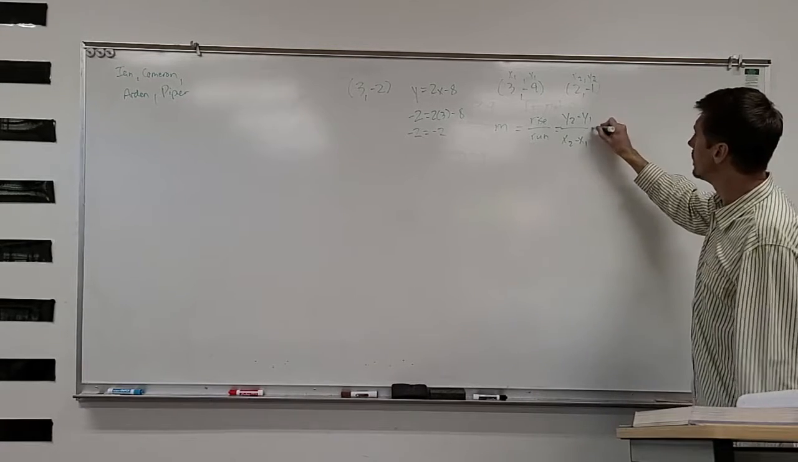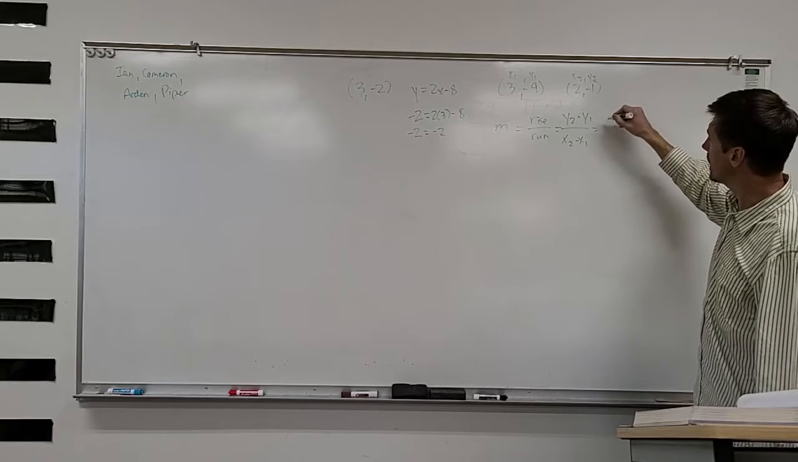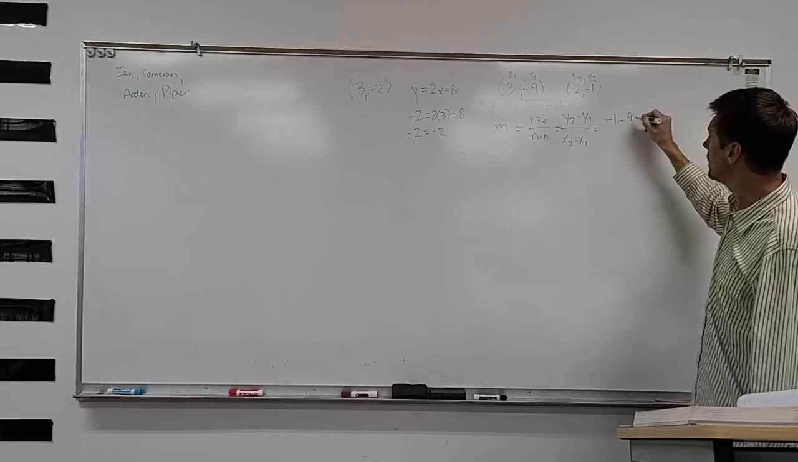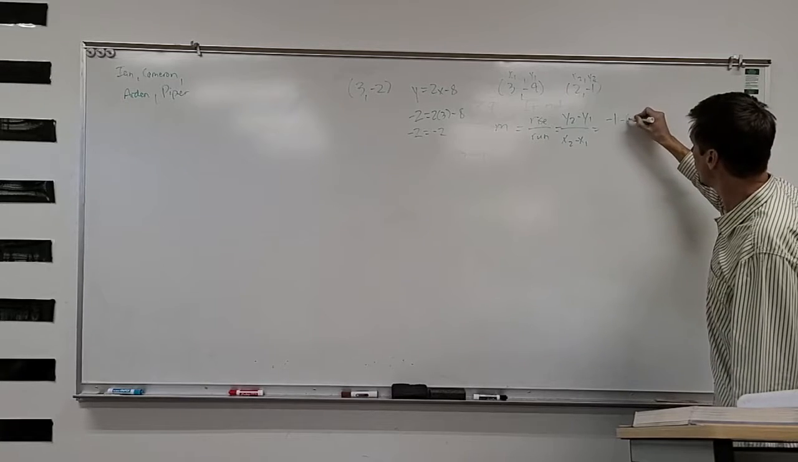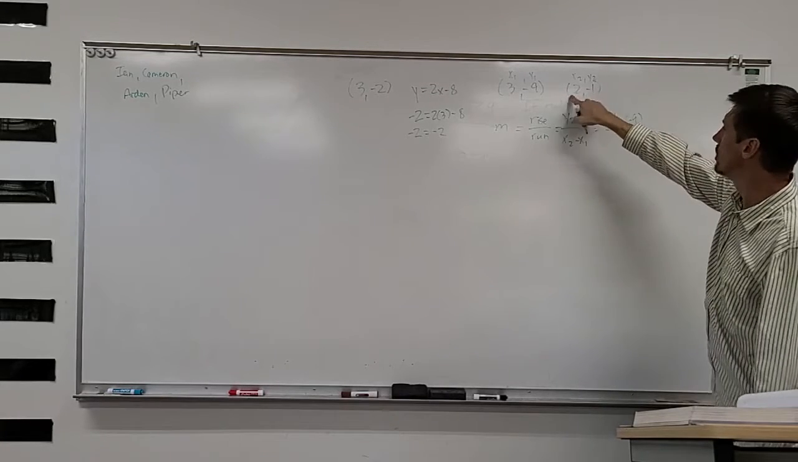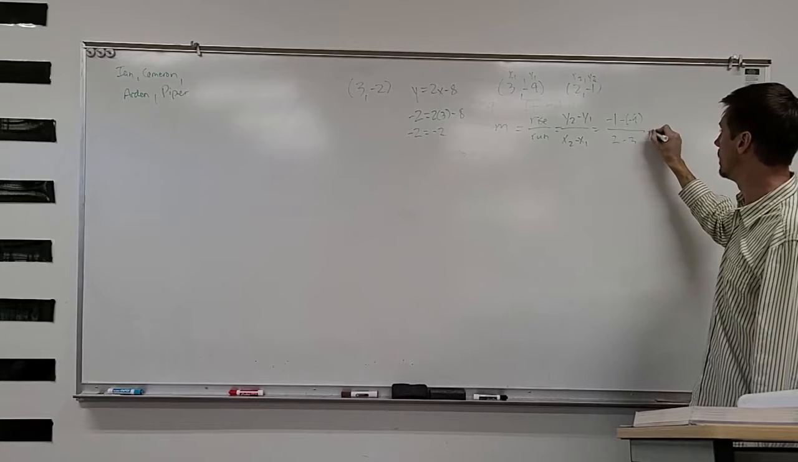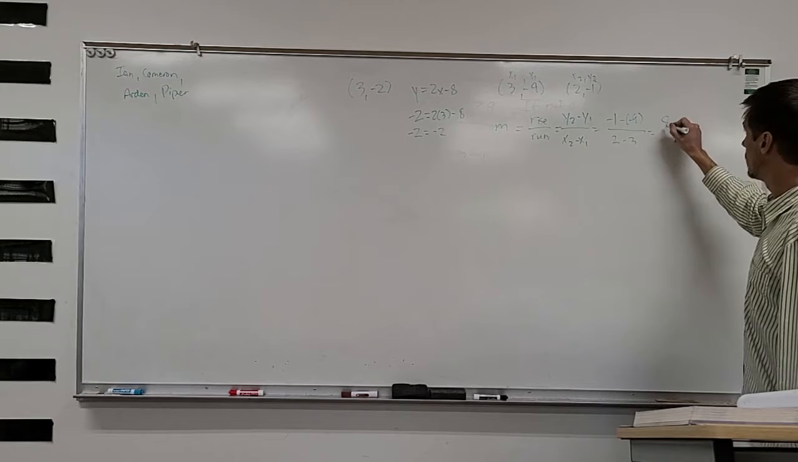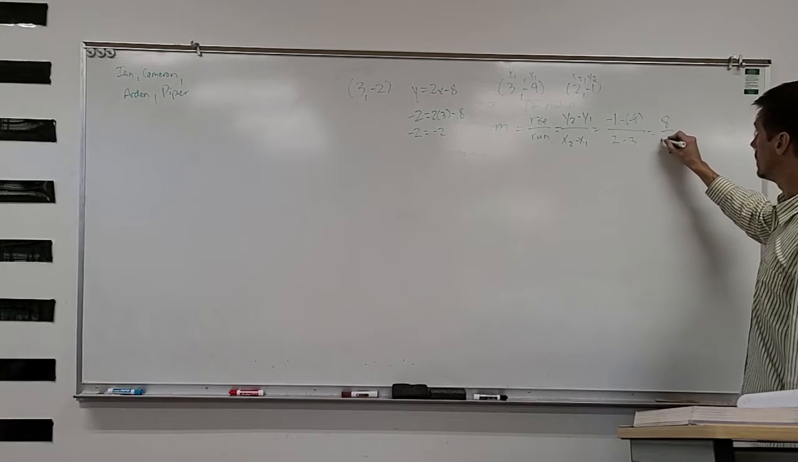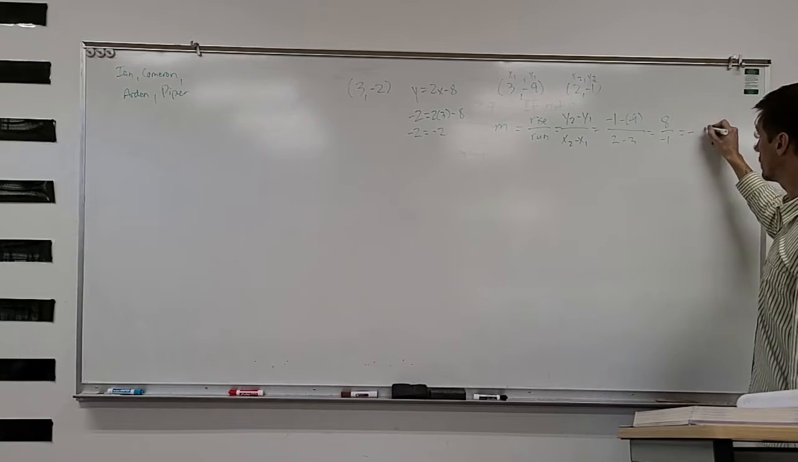So if we do it like this, then it'll be negative 1 minus negative 9, sorry, over 2 minus 3. And so negative 1 minus a negative 9 is going to be negative 1 plus 9. So that's going to be a positive 8 over negative 1. So our final answer is negative 8.